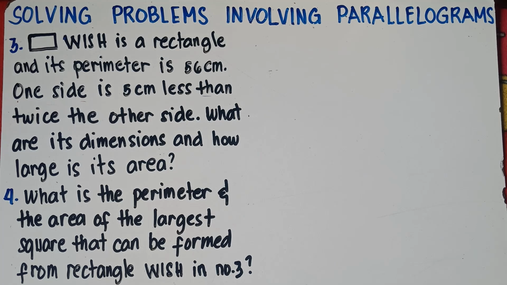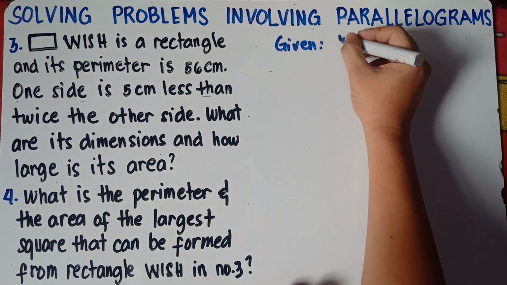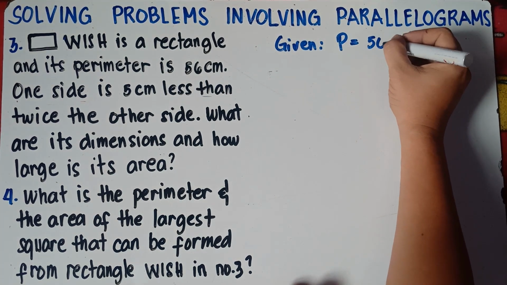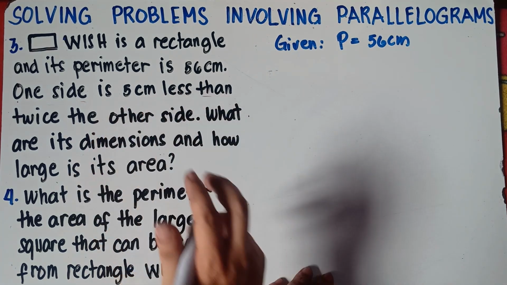First thing, we need to write down the given. So let's write down the given. We have the given perimeter, that is 56 centimeters. And one side is 5 less than twice the other side.